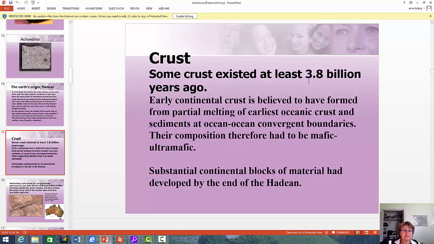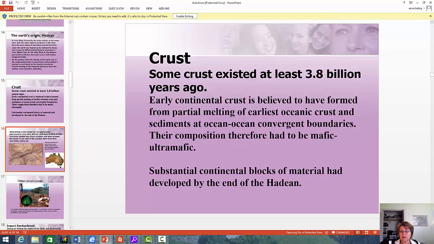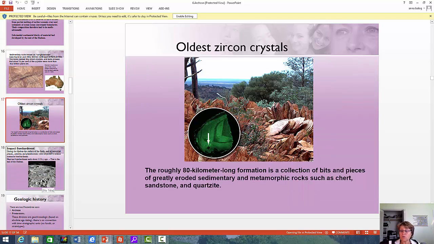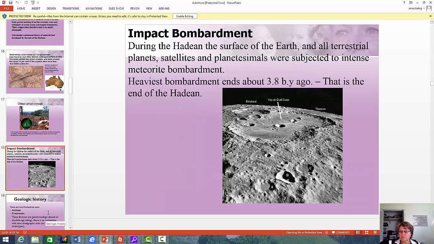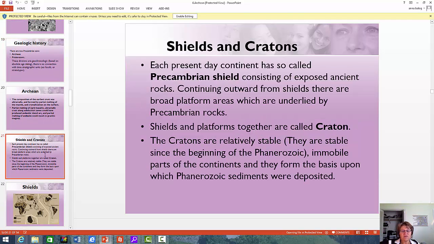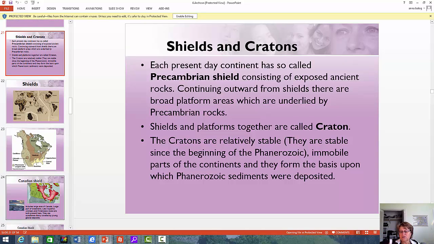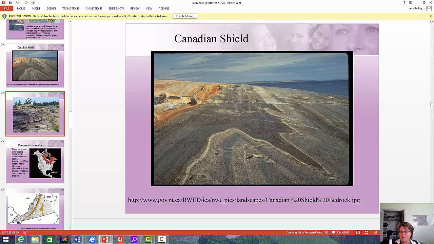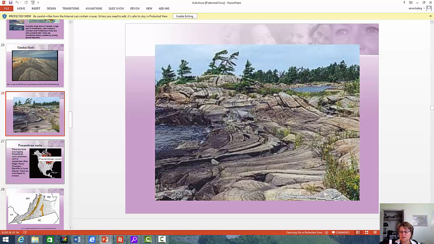The origin of the crust, that it started about 3.8 billion years ago in Australia. The evidence is the zircon crystal with the 4.2 billion in the core, and the beginning of the geologic history, and that we have Archaean and Proterozoic. Remember, Archaean is older, Proterozoic is the younger. You have to know what is the shield, what is the craton, and yeah, this is really important. So shield, platform, and craton, these are important words. You got to know the Canadian shield, and yeah, these are the old Canadian shield.